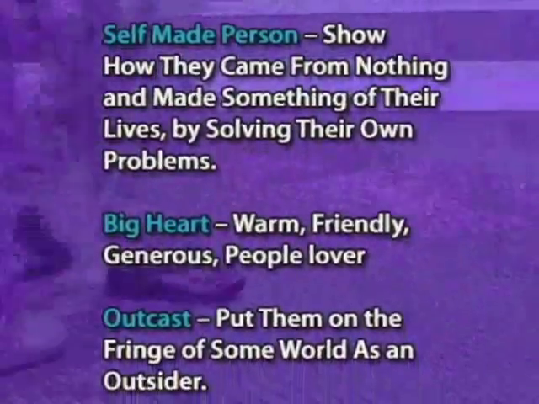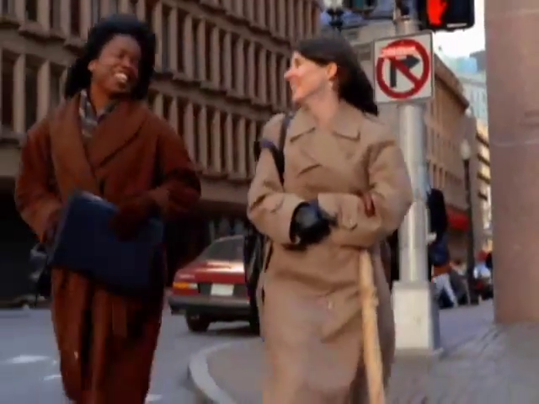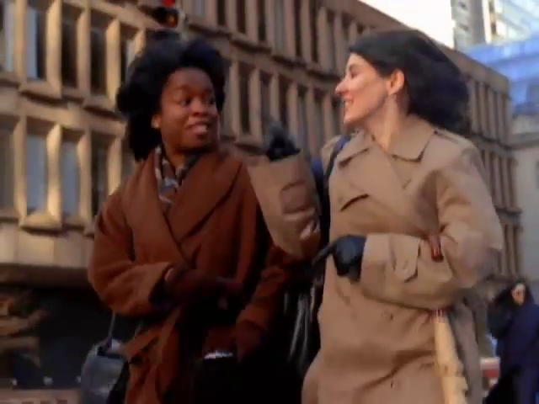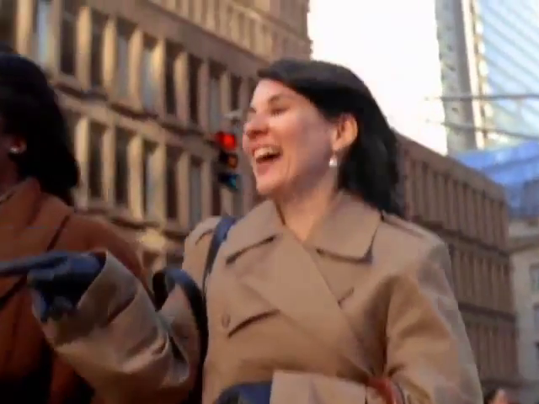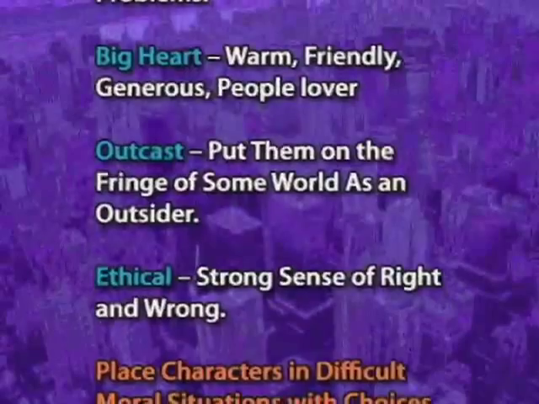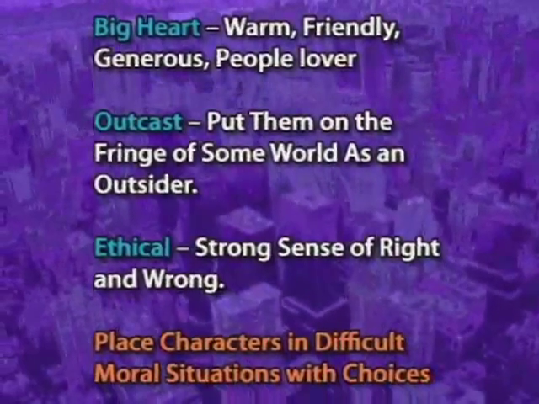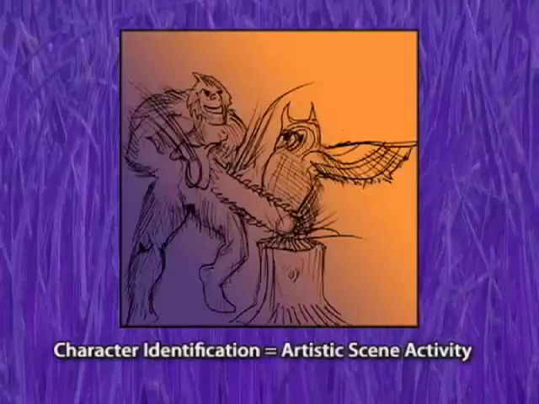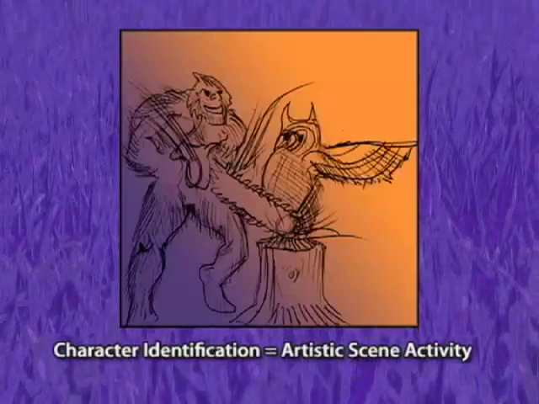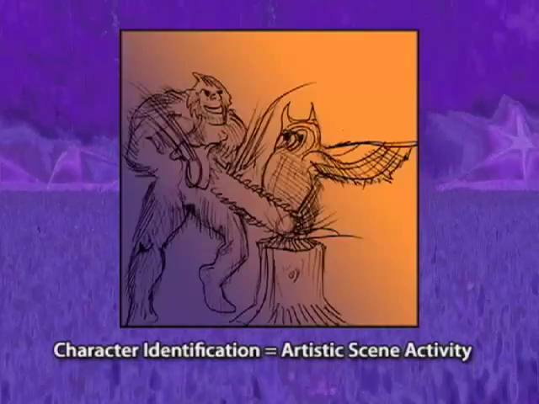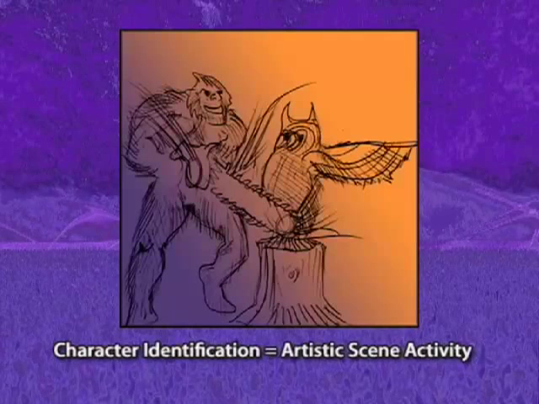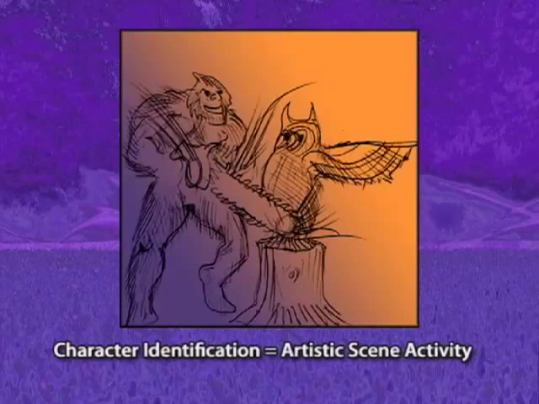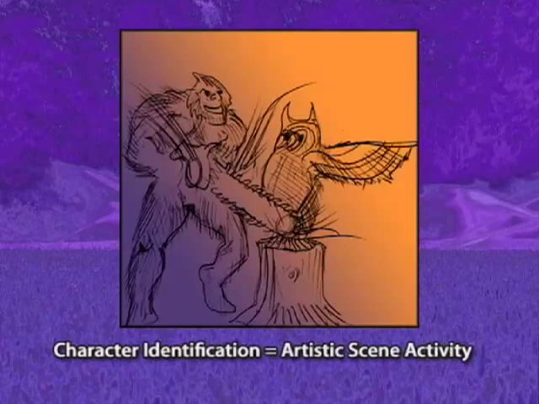Give them a big heart. Make them warm, friendly, and generous people. They're always willing to help and give, and they're not selfish, self-centered people. Outcast. Put them on the fringe of some world as an outsider. This character could be carving a metaphorical object out of a redwood tree while talking to another character playing with a beloved pet. So that's how you could get the audience to care about both of those characters.